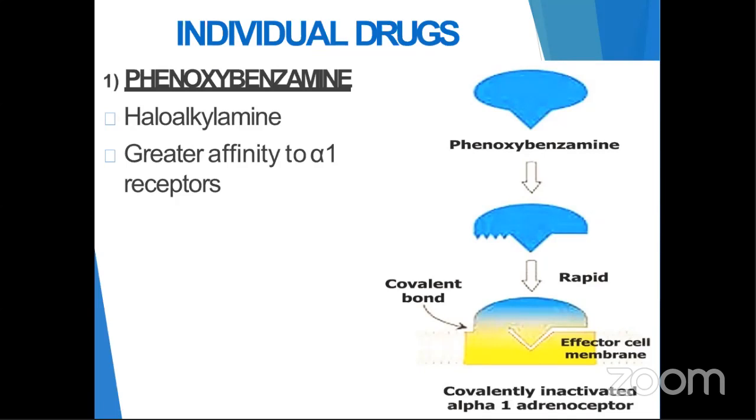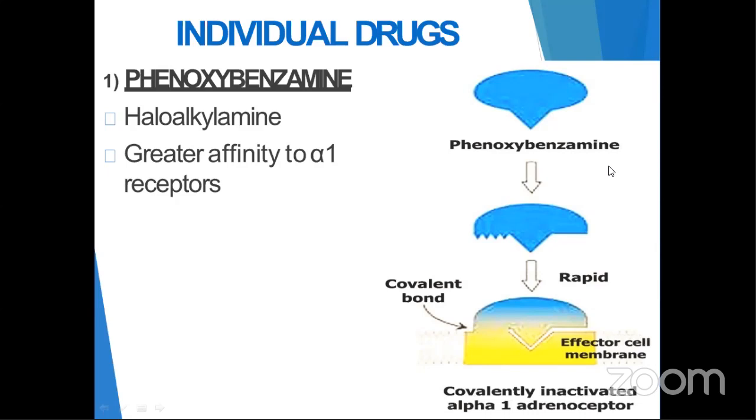It means that when it binds, you can see over here in this diagram, when we give phenoxybenzamine, it blocks this alpha receptor with a covalent bond. As I've told you, covalent bonds are very strong, and hence it's very difficult to displace phenoxybenzamine from its binding site. Even if you increase the levels of norepinephrine, it's not going to reverse this binding.